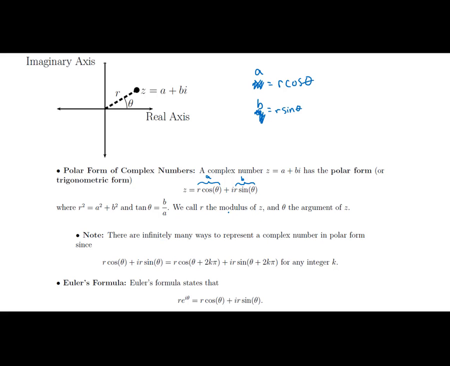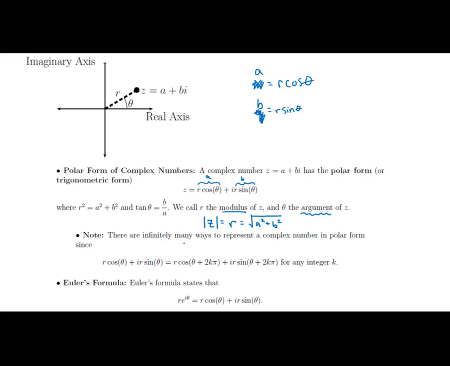And then a couple pieces of vocabulary here. We call r the modulus of z. Okay, so if you've ever heard of the modulus of z, which we denote as the absolute value of z, that's our r value, which of course would be the square root of the real part squared plus the imaginary part squared. And then finally, theta we refer to as the argument of our complex number z.